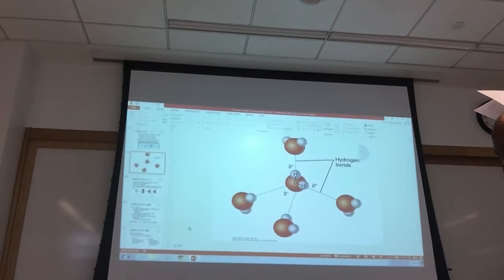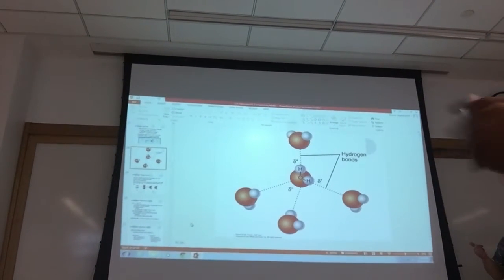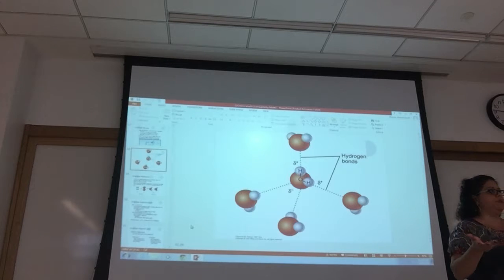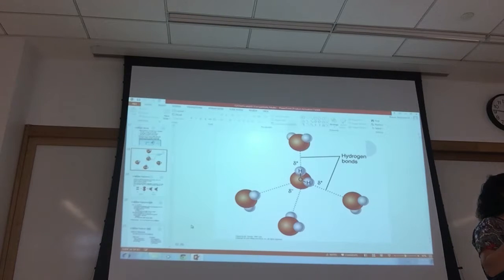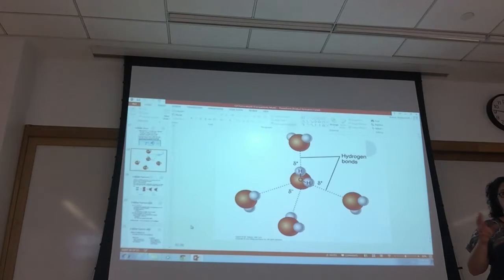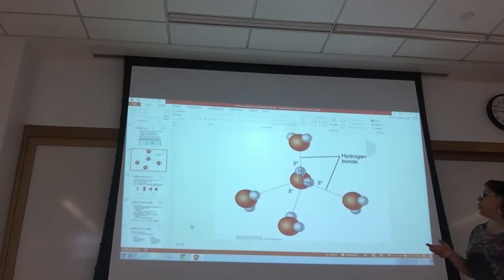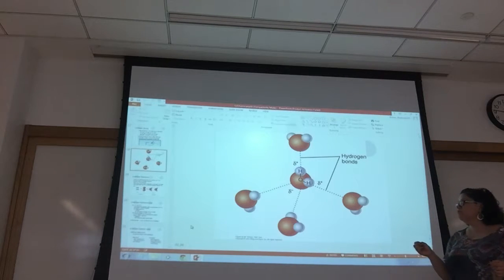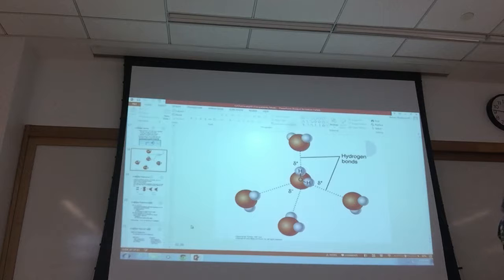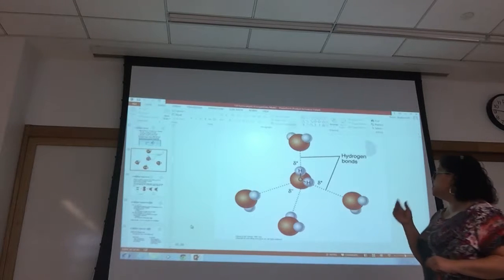Talk about the three types of bonds: covalent, ionic, and hydrogen. You should know the difference between those three and be able to identify them, if I show you a picture. How do you describe a covalent bond? Shared electrons. Sharing of electrons.